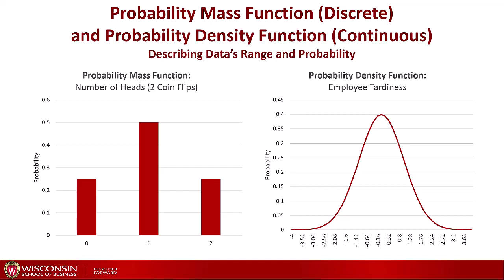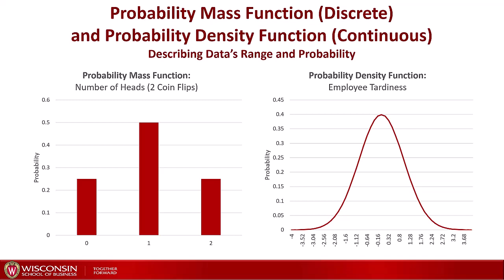Now, there are a couple of important attributes related to probability distributions. One, the values can never be negative. That is to say that the line for the probability density function can never fall below the x-axis, and none of the bars for the probability mass function can fall below 0.